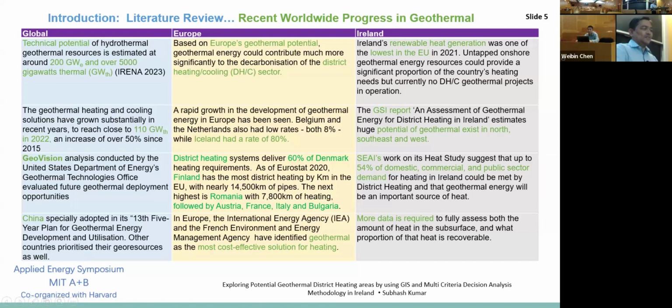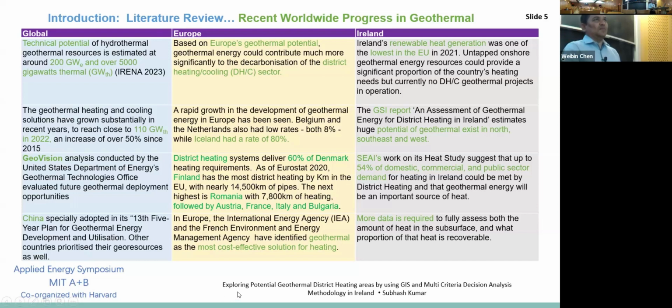In China, they are also emphasizing in their 13th five-year plan the development of geothermal heating in their systems. In Europe there are many countries moving towards geothermal energy. Iceland has 80% geothermal in its heating sector. Denmark has 60% of its district heating, not only from geothermal but from biomass as well. Other countries like Romania, Austria, France, Italy, and Bulgaria are also thinking of using geothermal for their heating systems. And Ireland, as I said, is the very lowest in the heating sector.